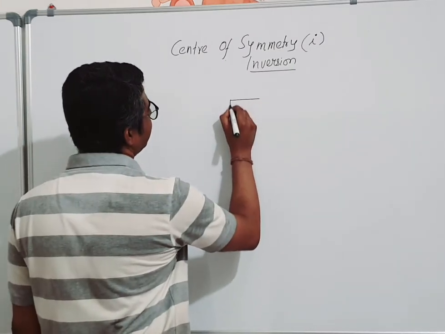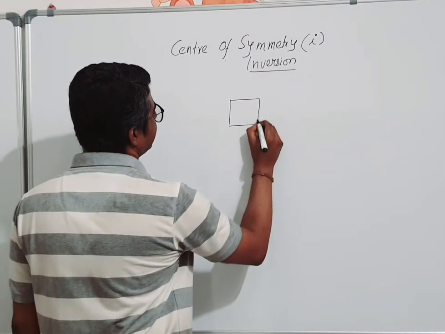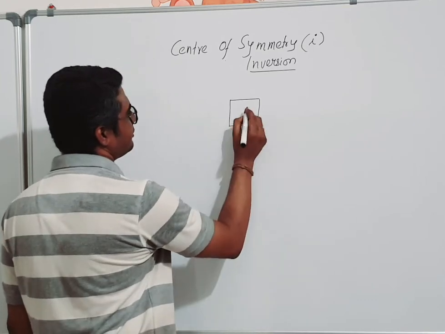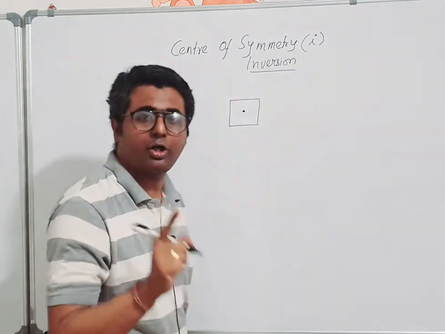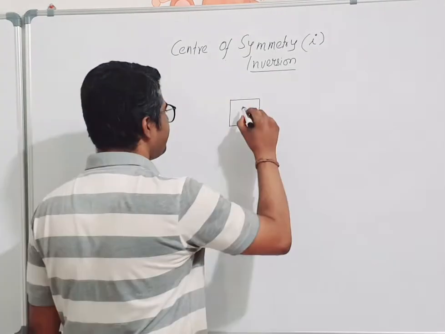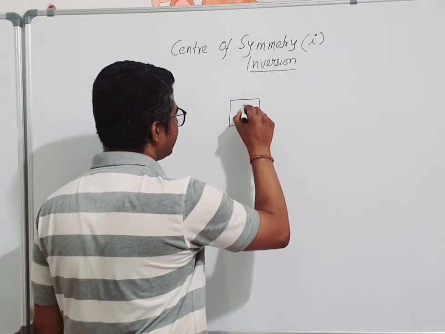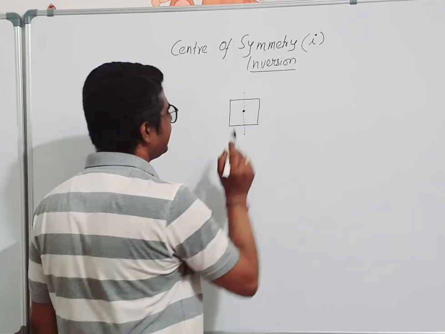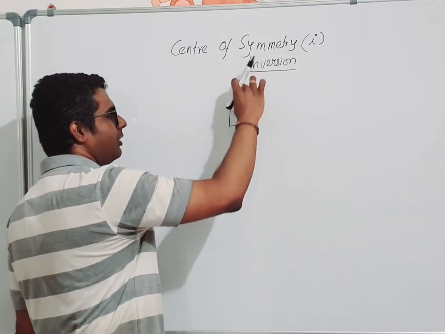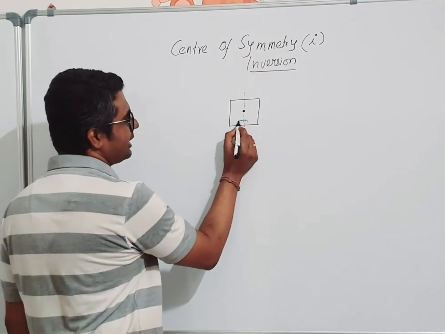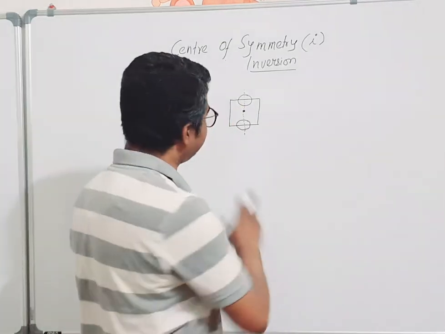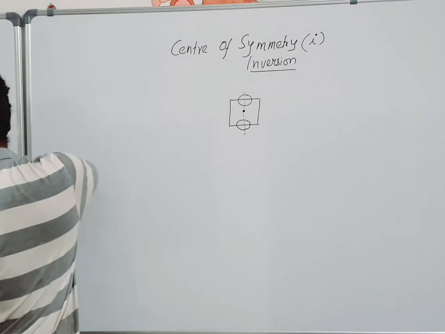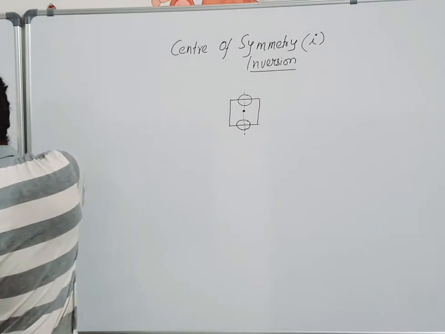If you see this one, this is a simple cyclobutane. So if this is the center of symmetry or center of inversion, if you draw a line like this, then you can see this line on both the sides is encountering the same part of the molecule, right, or similar part of the molecule. So this is a center of symmetry. Clear?